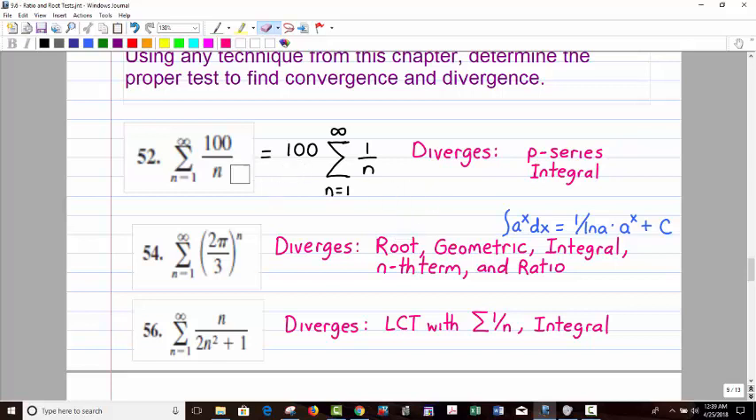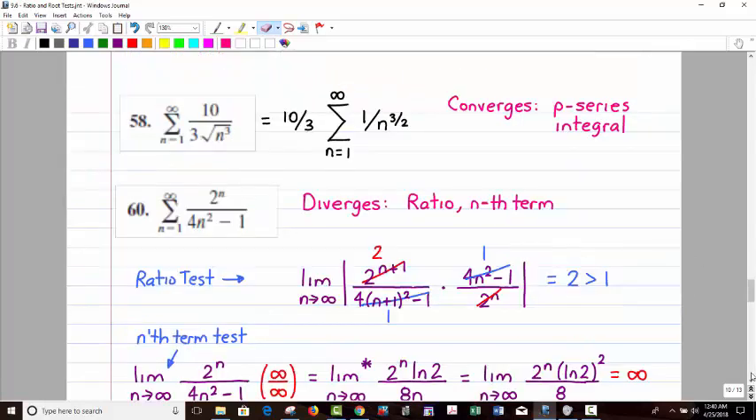Now, when you have multiplied constants, they can be pulled outside. So that is a p-series. If you had something like n plus something or n minus something on the bottom, it wouldn't be a p-series. You would have to compare it to a p-series via limit comparison test. Diverges, p-series, integral. One of the things you're going to see down here, in fact, I think I will scroll down here for a second and show you this, and then scroll back up.